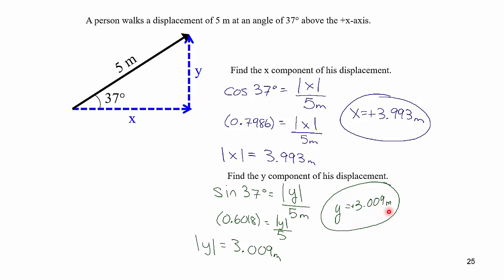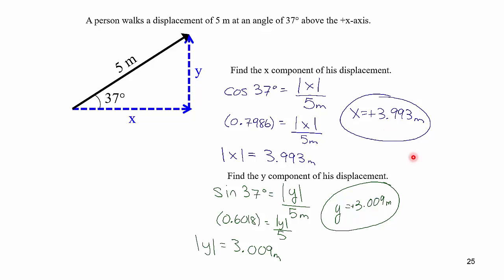You can see this was approximately a 3, 4, 5 right triangle. This y component was a little bit more than 3. This x component was a little bit less than 4. 37 degrees is approximately the angle in a 3, 4, 5 right triangle. It's really a little bit less, 36.9 degrees.